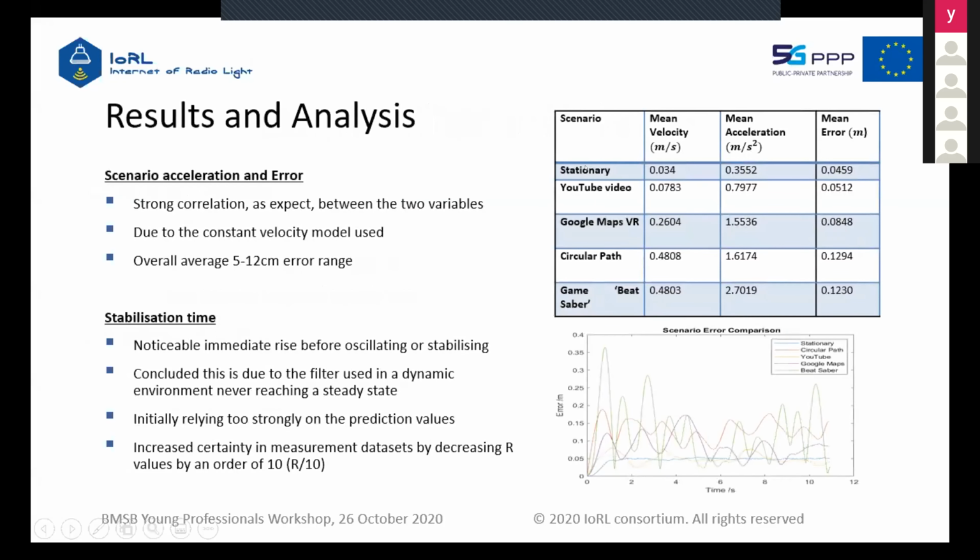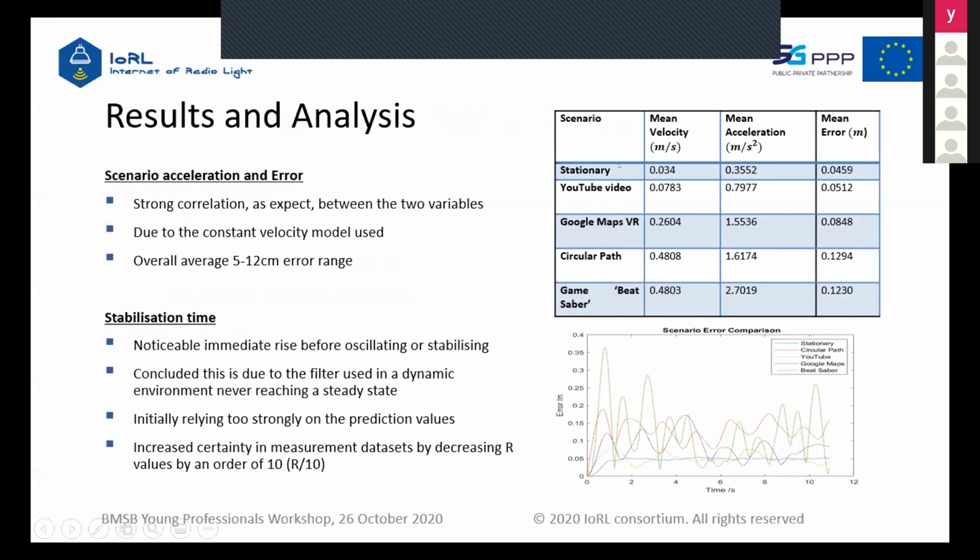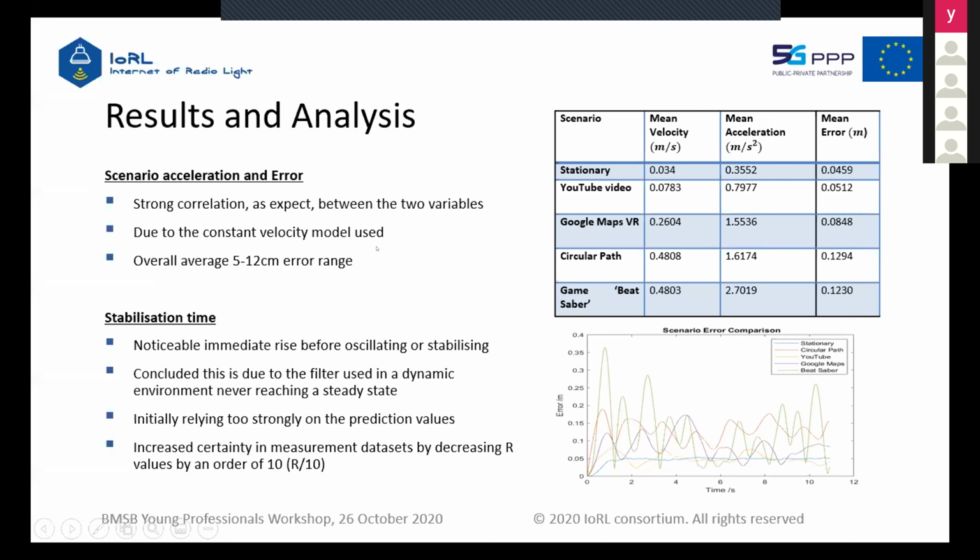Overall, we used 5 different scenarios. So we tracked a user doing various things: standing still, watching a YouTube video in Google Maps VR, walking in a circular path, and playing a more active game. Overall, we can see that there's a strong correlation, as expected, between the 2 variables of acceleration and error. This is due to the constant velocity model that we used, and this is a fairly regular occurrence.